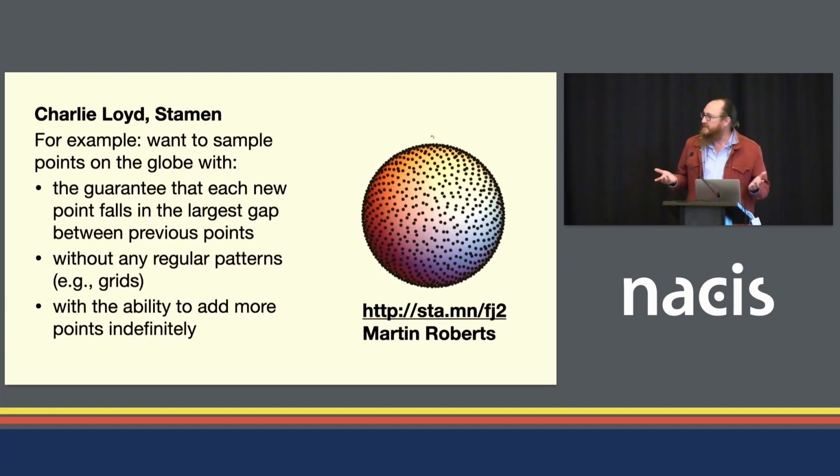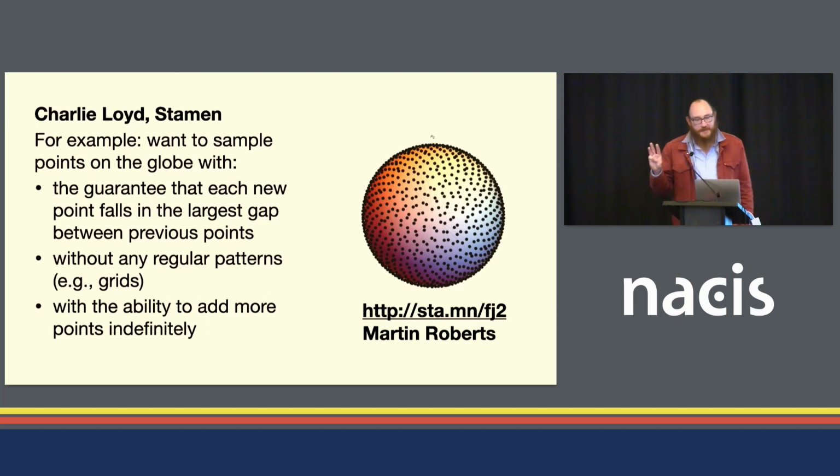So Martin Roberts has a bunch of great examples about these sort of semi-irregular numbers. I encourage you to look at his work. There's a URL there; I'm going to post it a little bit later. But let's say you have a globe, and you want to sample points on the globe. You want to sample here, sample there, sample there.